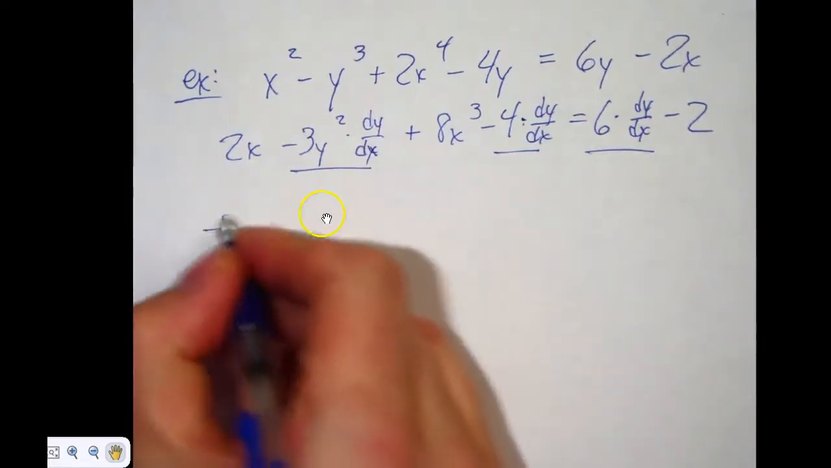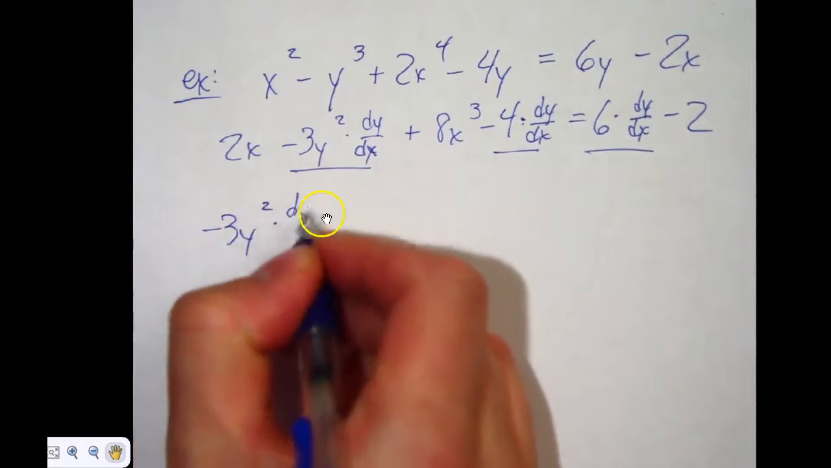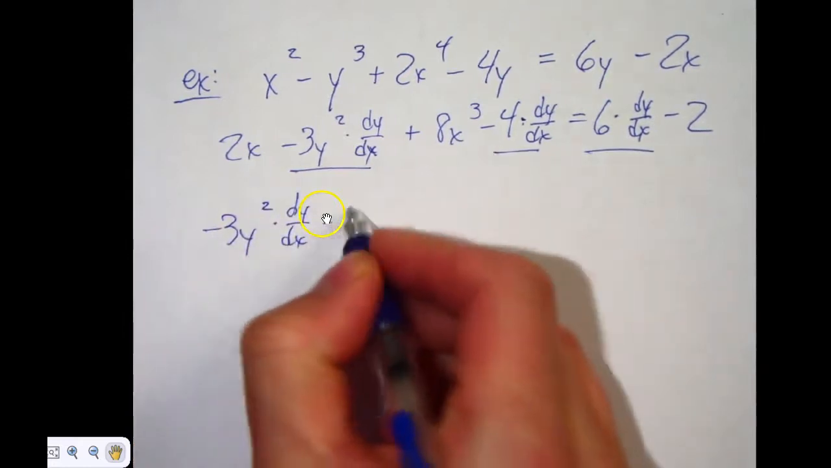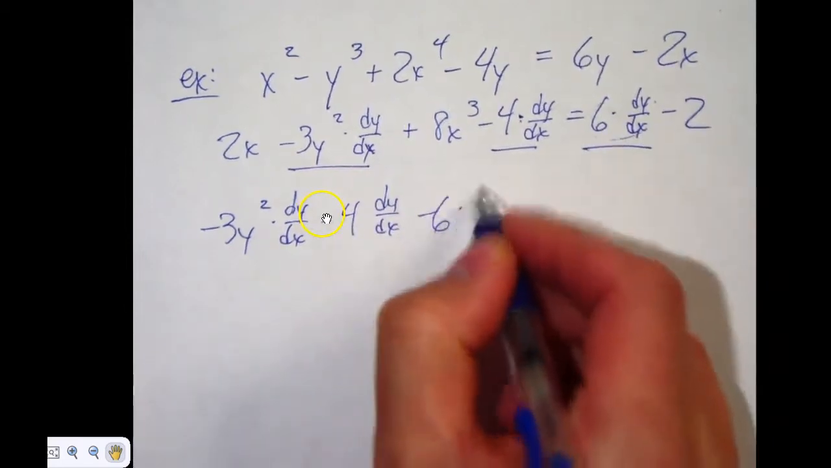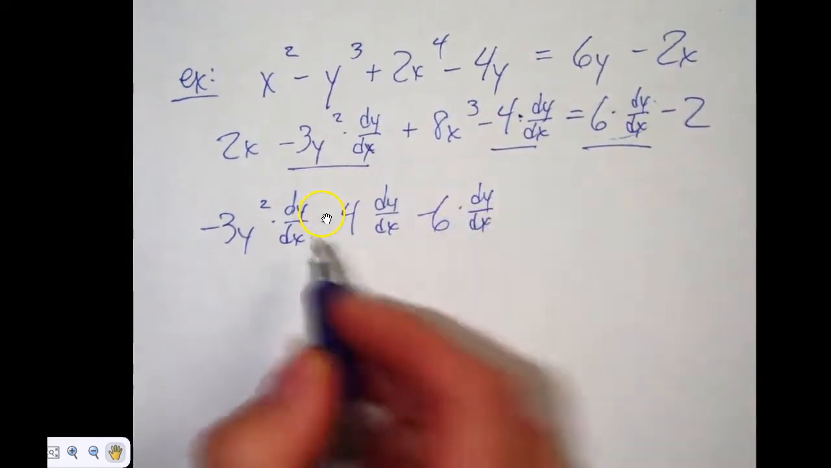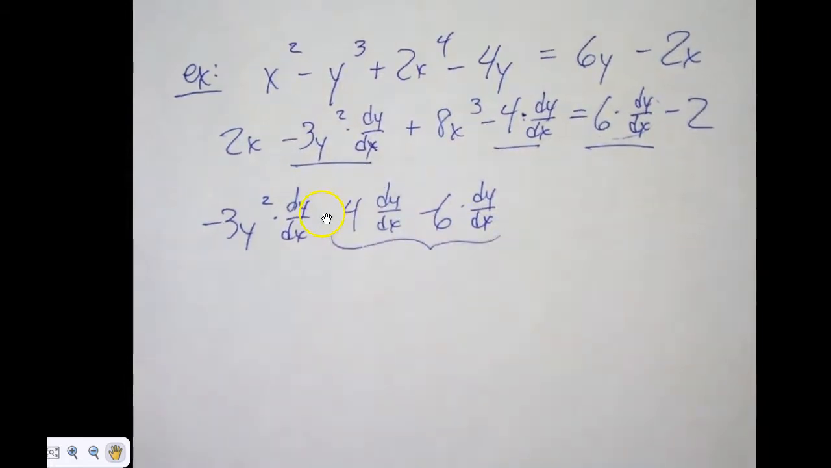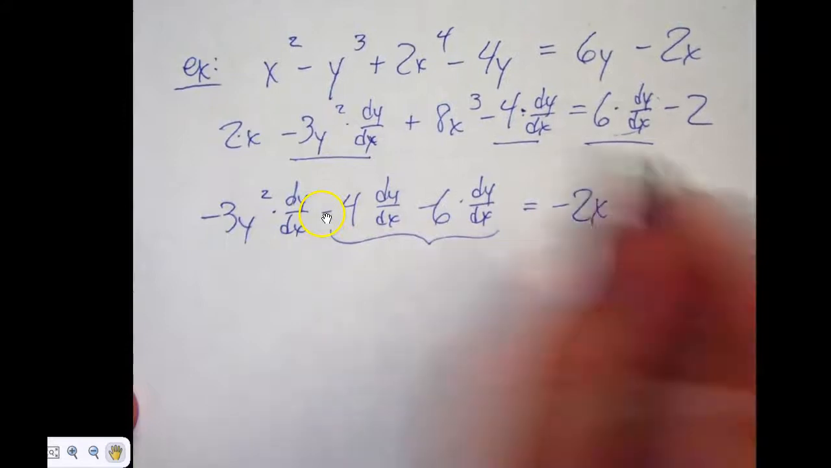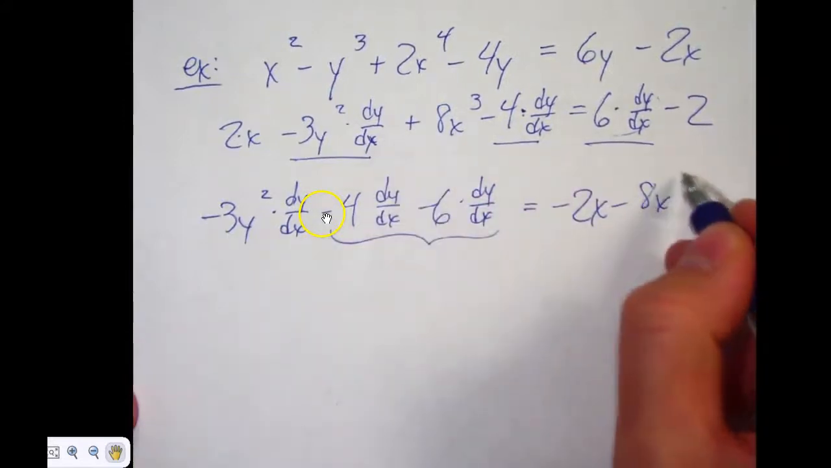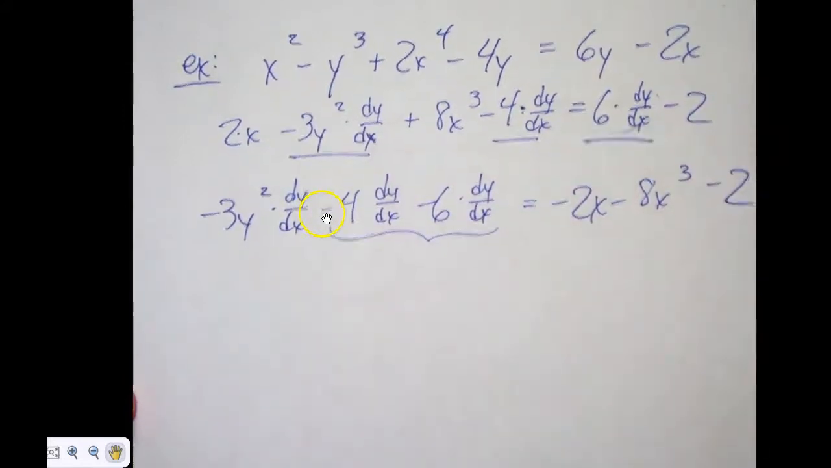So I'm going to go over here and go negative 3y squared dy dx. Negative 4 dy dx. This comes over, so it's negative 6 dy dx. At which point I can combine those, and I'll do that in the next step. This 2x I'm kicking over here. This 8x to the third I'm kicking over here. The minus 2 was over there.